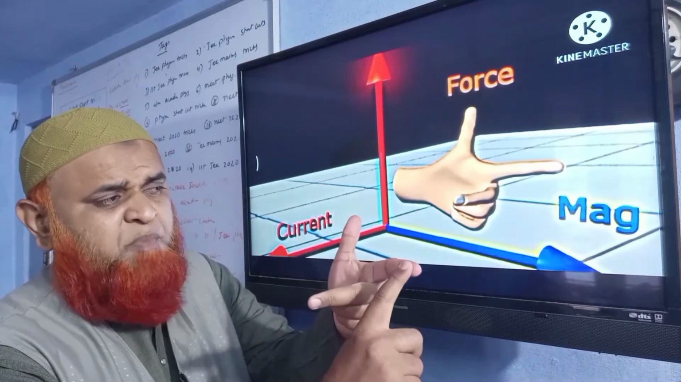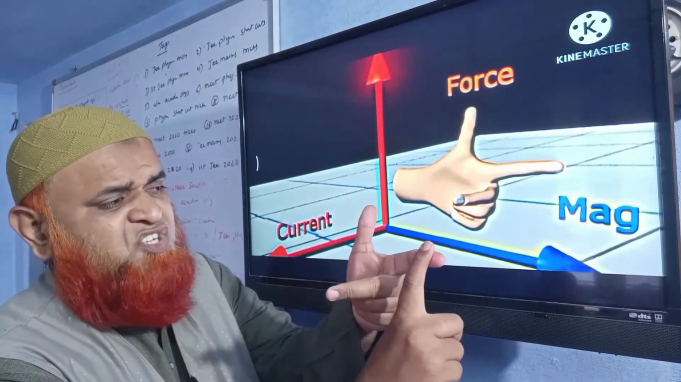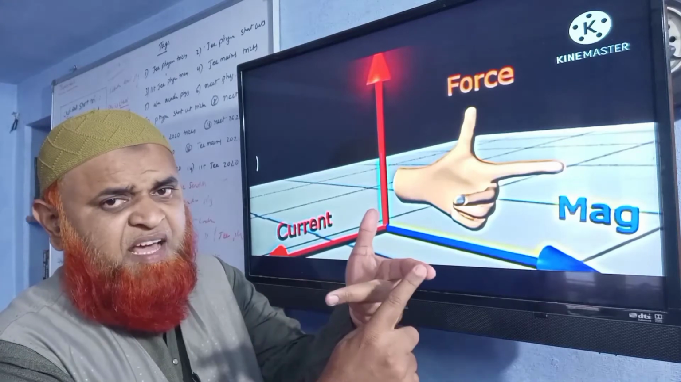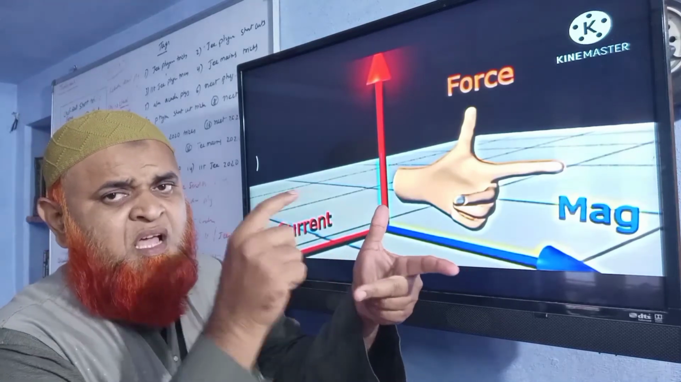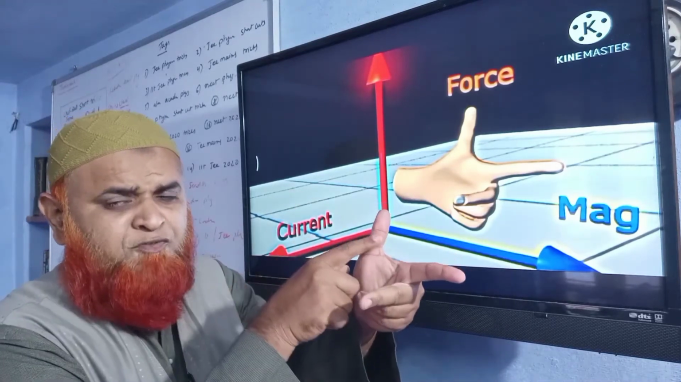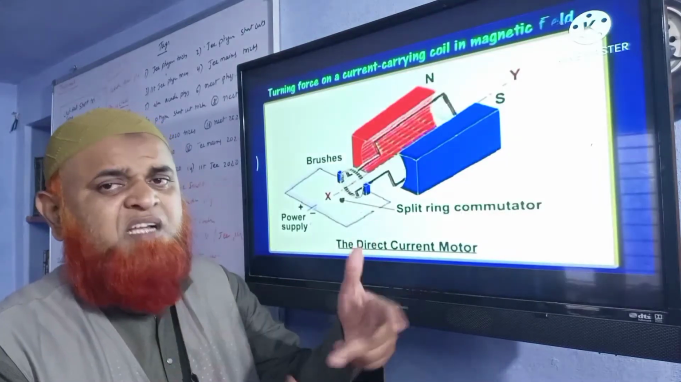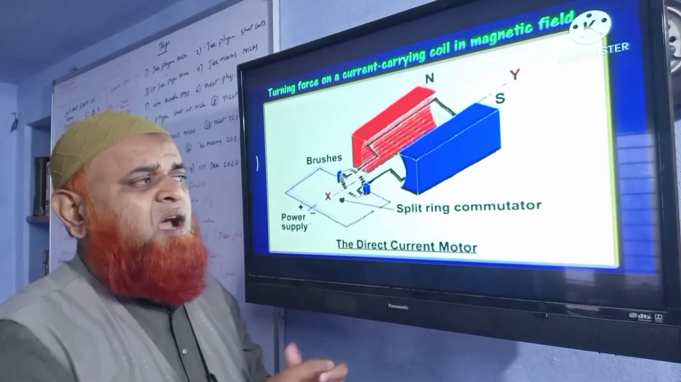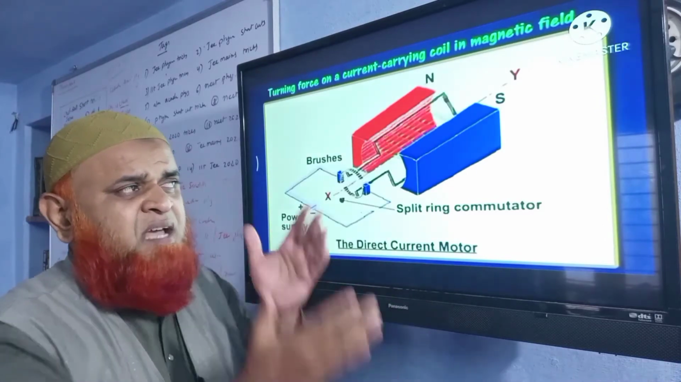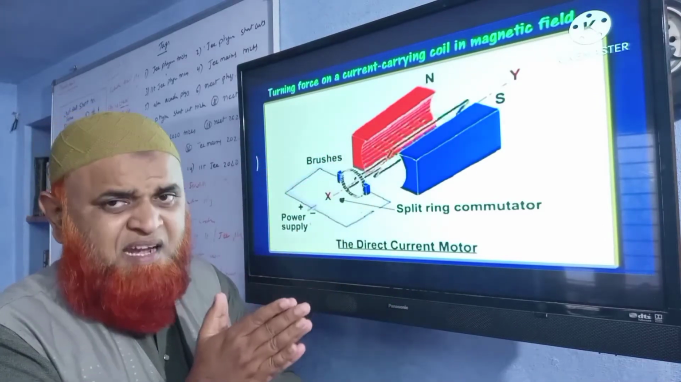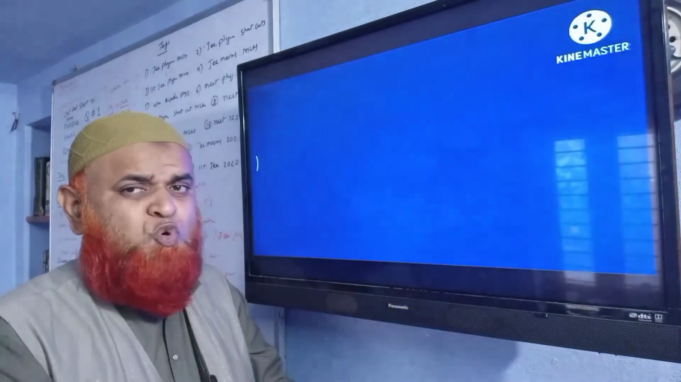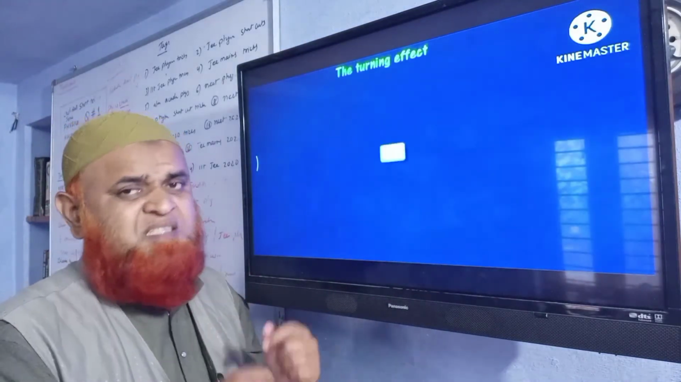So this is going to be the magnetic field direction, and this is the central finger, the current direction. Field direction, current direction, and force. If you remember this, then it's very easy to understand. You can see here, this is a rectangular coil which is going to rotate between the two horseshoe magnets. How they are going to rotate between these horseshoe magnets, the concept we shall discuss now.